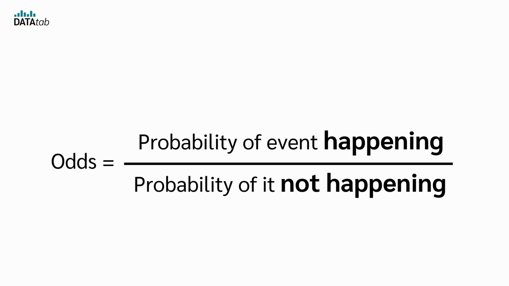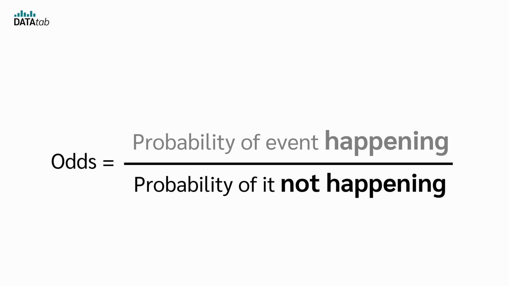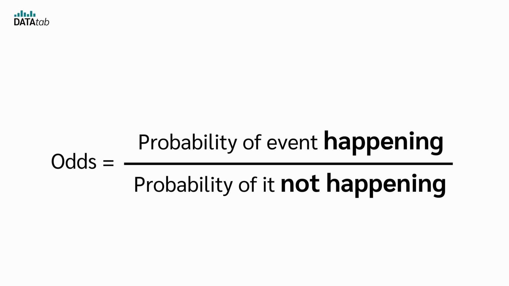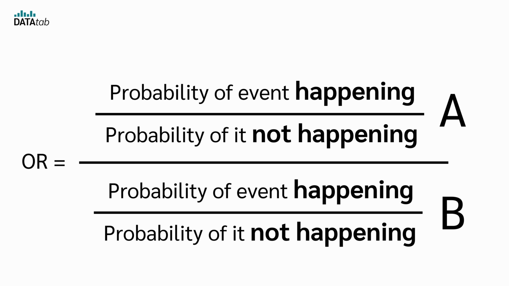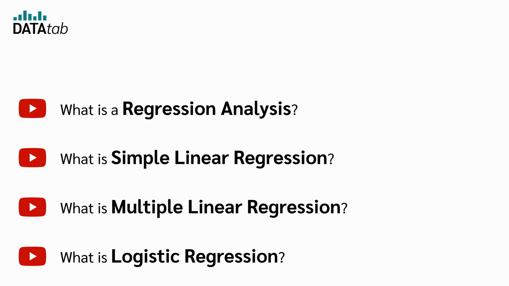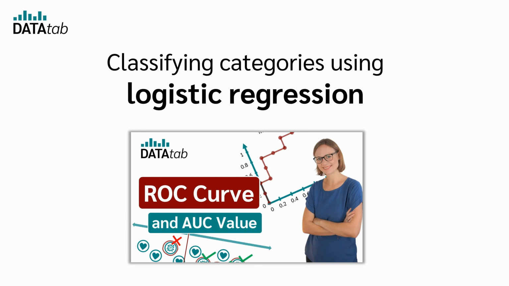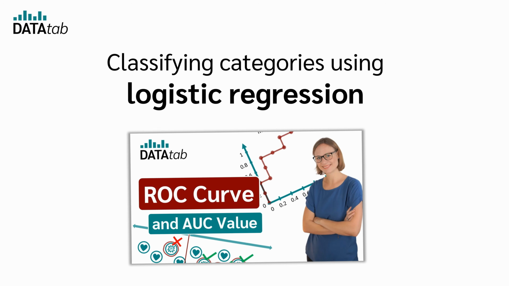To sum it up, odds are simply the ratio of the probability of an event happening to the probability of it not happening. The odds ratio is now the ratio of the odds that an event occurs in two different groups. Great! Now we have a solid understanding of regression analysis, including simple linear regression, multiple linear regression, and logistic regression. As mentioned earlier, if you want to learn more about classifying categories using logistic regression, please check out our video on the ROC curve.